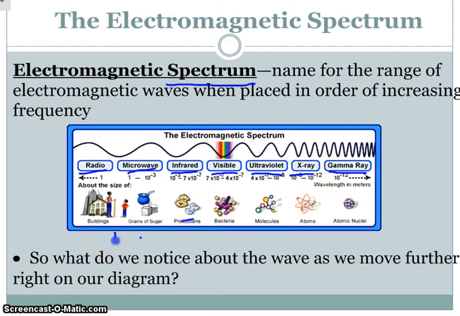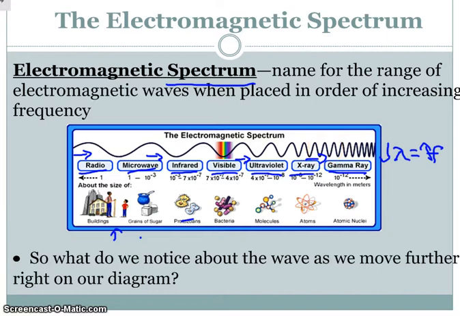Take a quick look at this, and this is kind of going to summarize our entire lecture for the night. Just what do you notice about the wave as we move further right on our diagram? If we start right here at radio waves and move this way, take a look at the wave. What we see is that our wavelength begins to decrease. Because of that, if we say wavelength decreases, remember lambda is our symbol, our frequency increases. We notice our wavelength gets shorter here, it decreases, and all of a sudden we see a lot more energy.